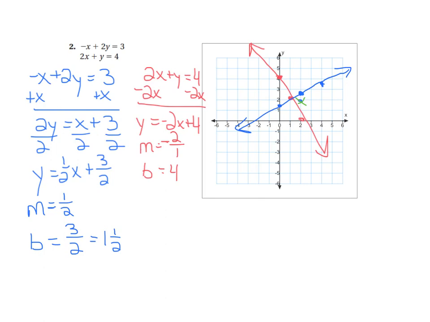So I graph my blue line. Make sure you check that slope. We went up 1, over 2, up 1, over 2. Now, where do these two lines intersect? They intersect right here. What are the coordinates of that point? The coordinates of the point are 1, 2. That's our answer. We wanted to know where they intersected. If we were to plug this point into both equations, it would make both true.